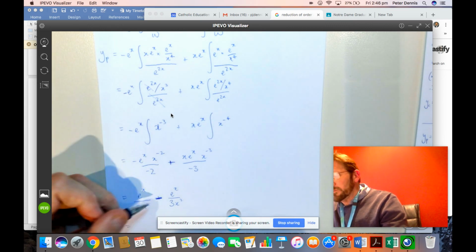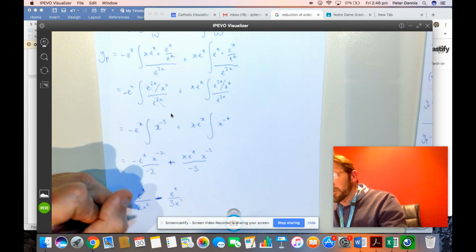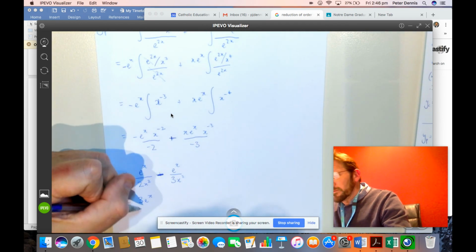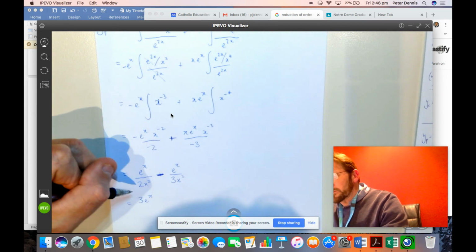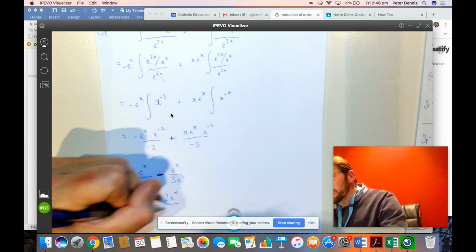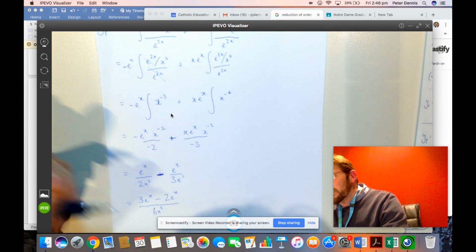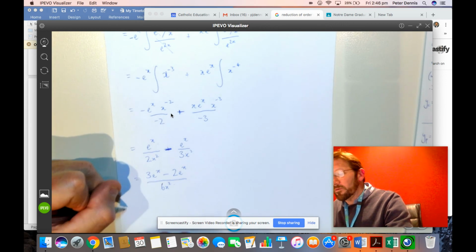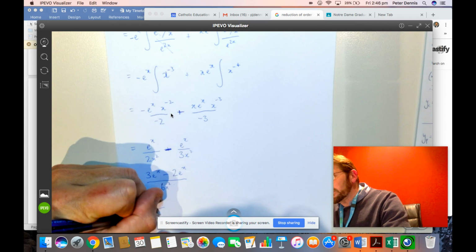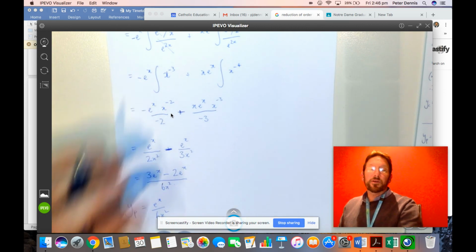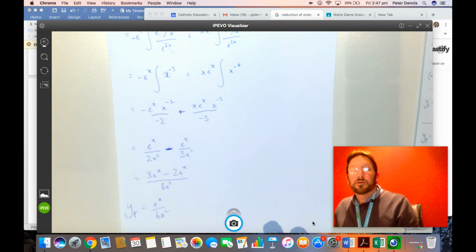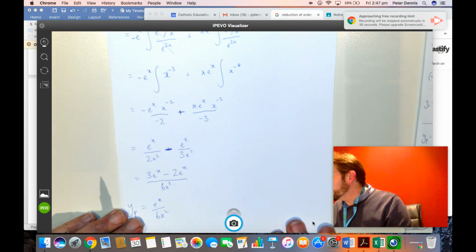We can add these indices fairly quickly. We're going to have 3e to the x minus 2e to the x all over 6x squared. So our y particular equals e to the x over 6x squared, which, even though it looked as though it was going to be horrible, it did turn out to be nice.